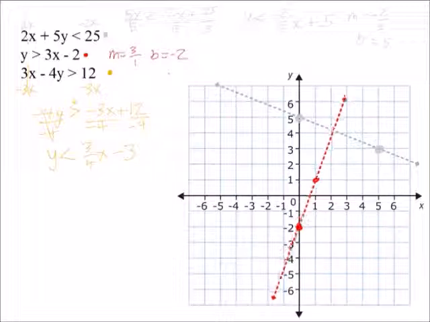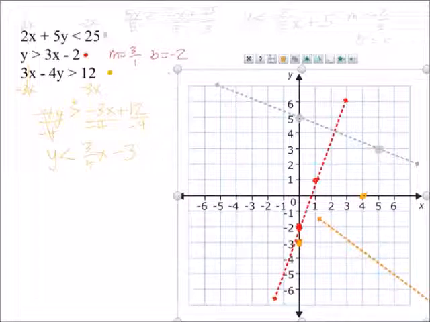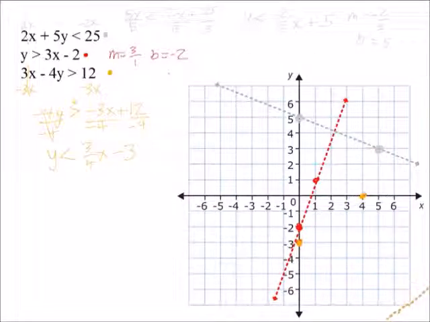Sorry. And then finally, in orange, negative 3. Start here. That's supposed to be orange. And then go up 3. 1, 2, 3. Go 4. 1, 2, 3, 4. And then let me go ahead and twist my little line around.